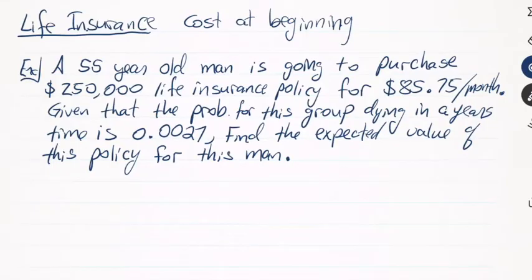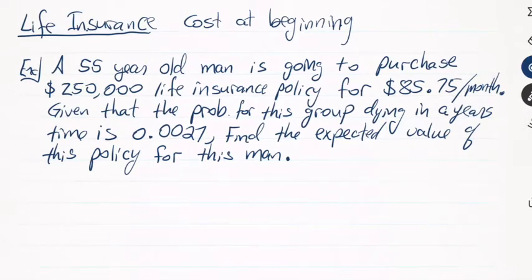All right, I'm going to do a life insurance example. These generally aren't too bad. They just get kind of messy. We're going to do it with cost at the beginning because I think most people understand how a life insurance policy works in that method rather than cost at the end. All right, so basically the same thing's going on here. Let's say a 55-year-old man is going to purchase a $250,000 life insurance policy, and the cost of it is going to be $85.75 per month. Given that the probability for this group dying in a year's time is 0.0027.